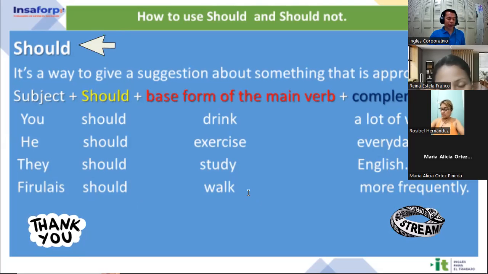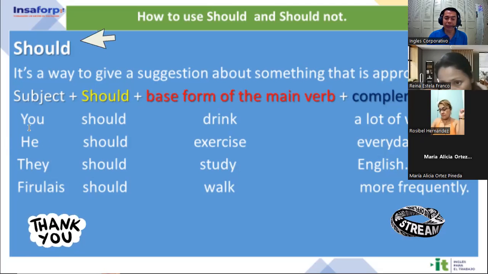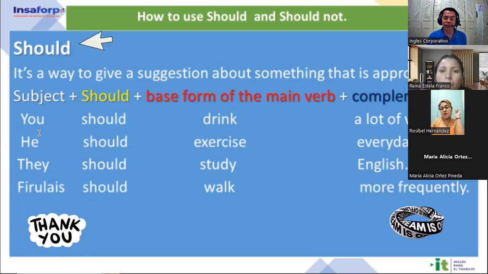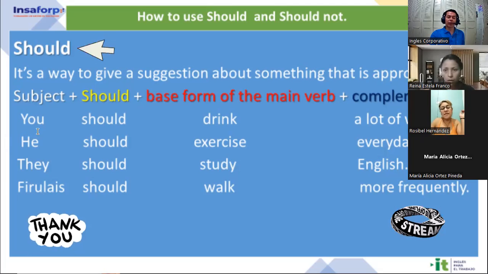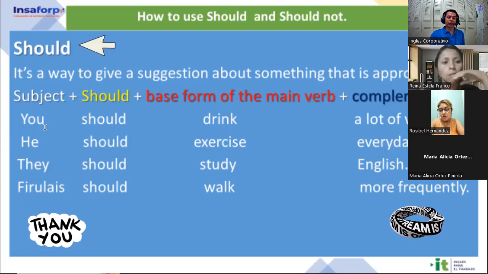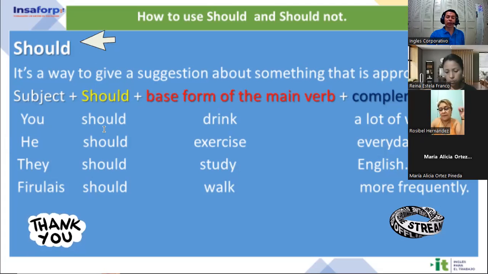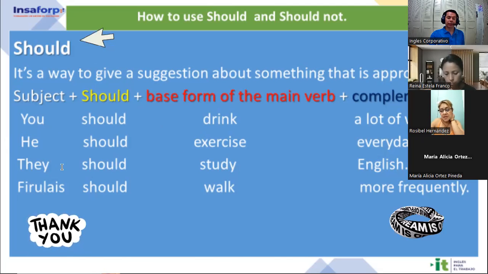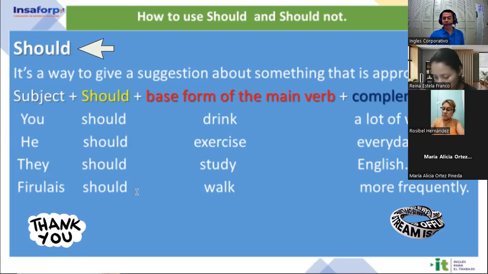Now, any question? Let me see how's pronunciation. Rosie, please, would you like to read all the sentences for the class? I want to check pronunciation, please. You should drink a lot of water. He should exercise every day. They should study English. Firulais should walk more frequently. Frequently. Good. Thank you very much, Rosie.